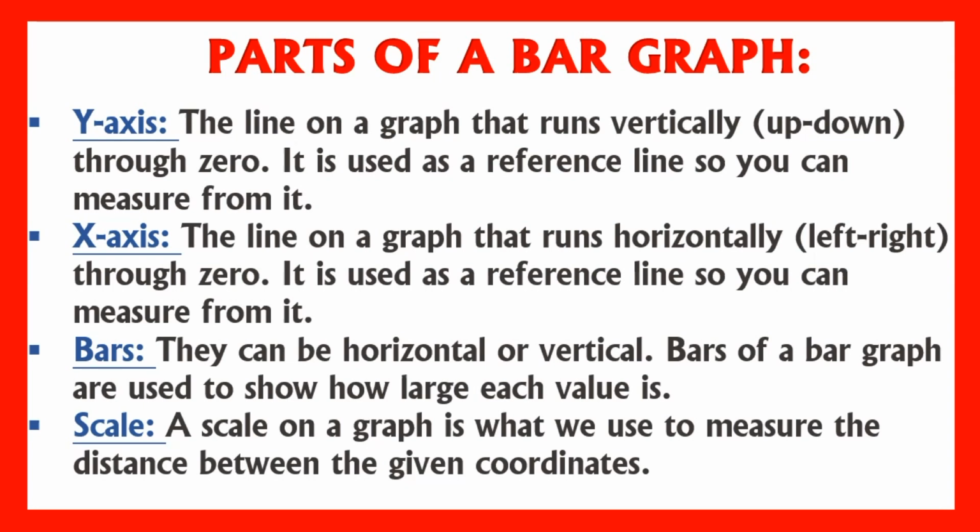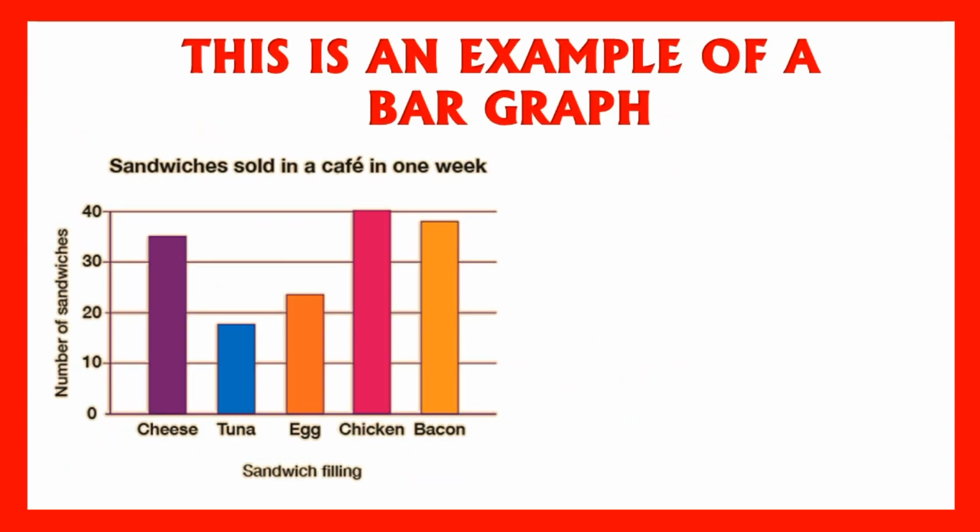So these are the parts, or the main features, of a bar graph. For the y-axis, remember the word vertical, and the x-axis is the horizontal line. The bar can be either horizontal or vertical. And the scale is very important; it is what we use to measure the distance between the given coordinates. So this is an example of a bar graph.